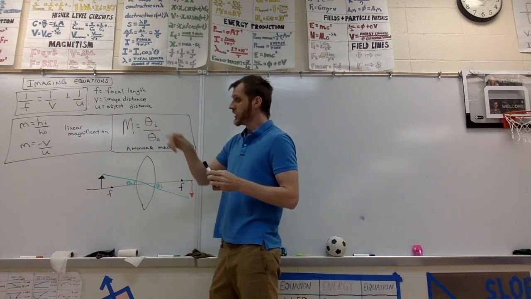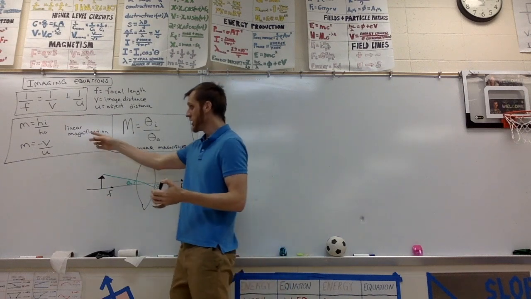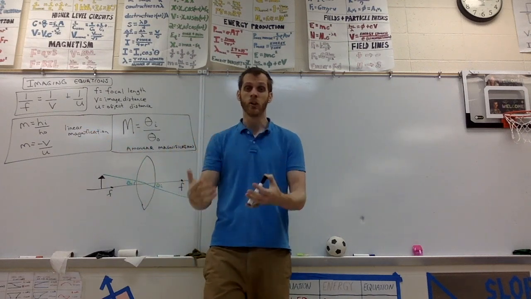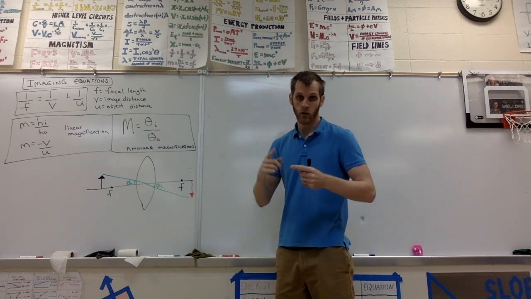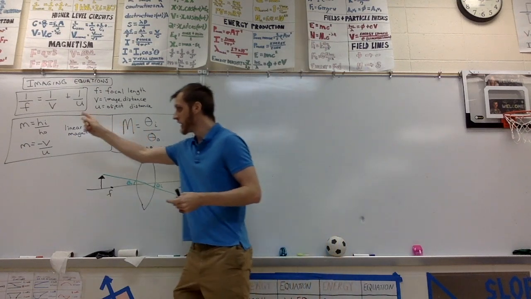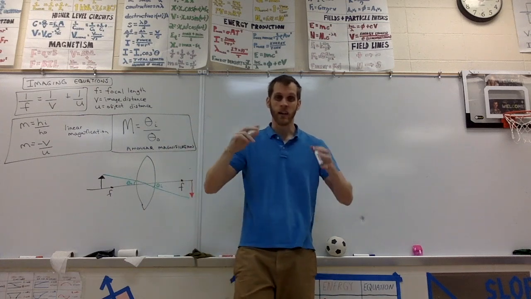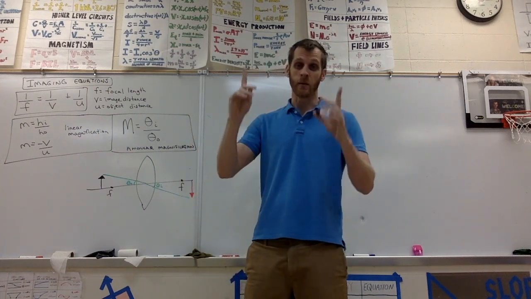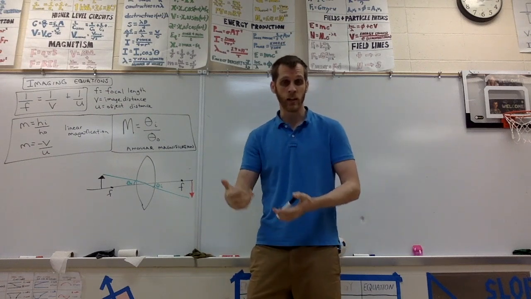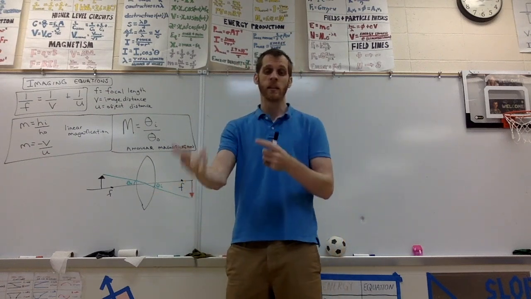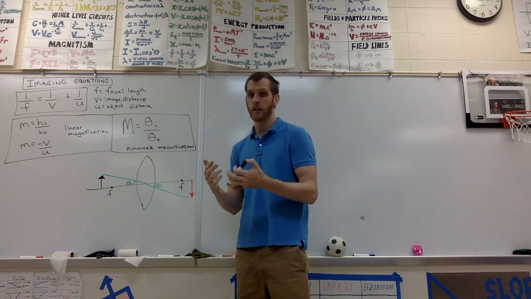The next equation is magnification. These are both linear magnifications: how many times larger is the image? m stands for magnification. If m equals 1, then it's exactly the same size and in the same direction. If m is negative 1, that means it's the same size and flipped upside down. So negative numbers mean that they're flipped upside down, and positive numbers mean it's upright.